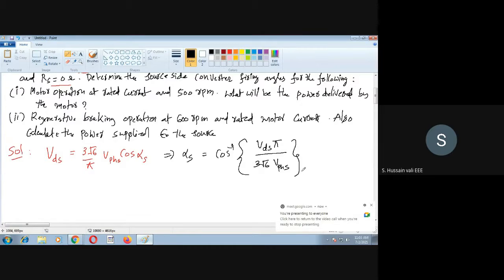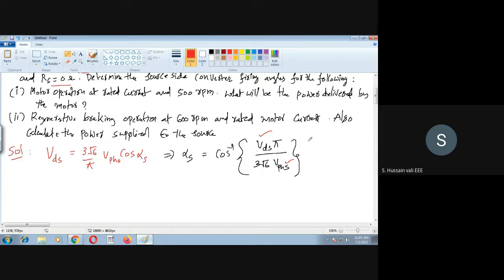Now we will search one by one. What are the things we know? First thing is that only two unknowns are there here. Nothing else is there. One is VDS, the other is V phase. So we definitely need to know about these two.